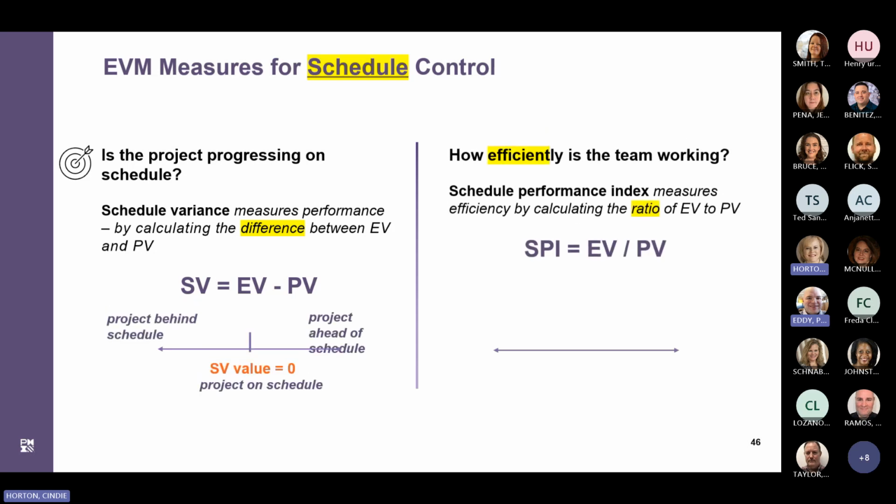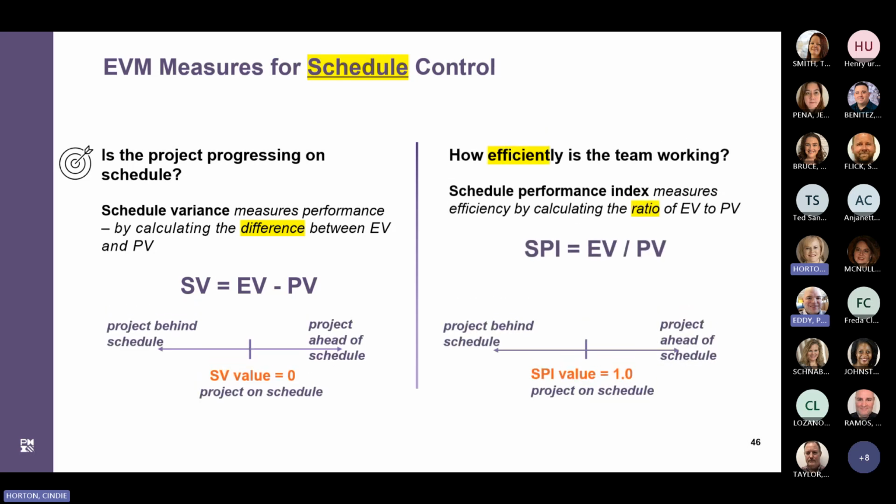So the most used EVM measures for schedule control are schedule variance, or SV, and schedule performance index, or SPI. Schedule variance is a measure of schedule performance expressed as the difference between earned value and planned value. A positive SV is going to indicate that the project is ahead of schedule. Zero SV indicates that the project is on schedule, and negative would indicate that it is behind schedule.